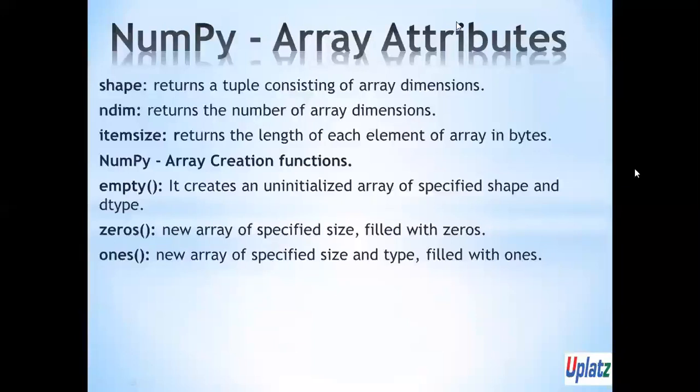NumPy supports much greater variety of numerical types than Python does. So the data types we can use in NumPy are much larger than what Python supports. And I told you the boolean, int p, int32, int64, all these are the data types supported by NumPy.